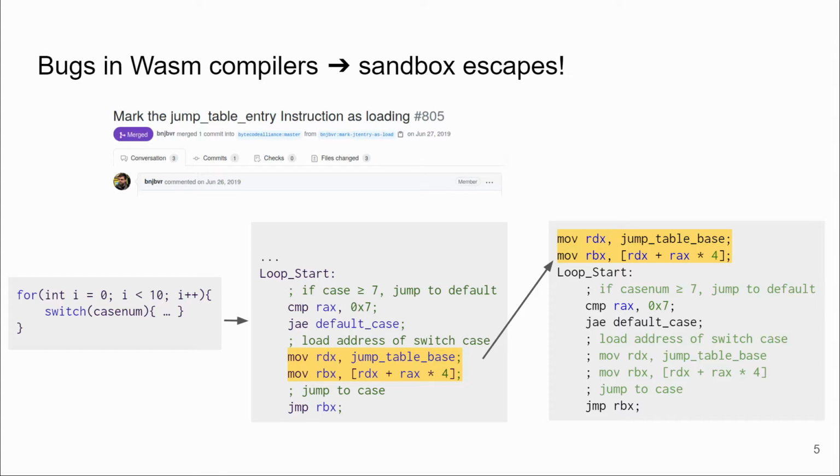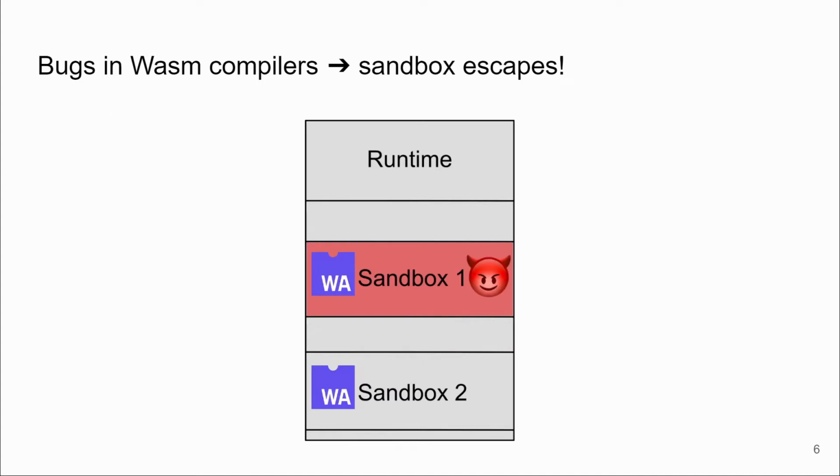The optimizing compiler tried to get a bit more clever and lift the load above the loop start to avoid performing this same load 10 times. But the compiler forgot to move the check. Unfortunately, this means that we have an arbitrary read gadget, and as an attacker we can read outside the sandbox region. And when isolation is broken, bad things can happen.